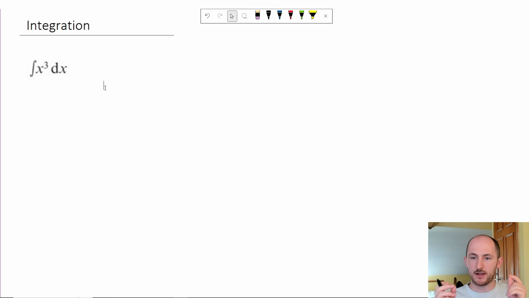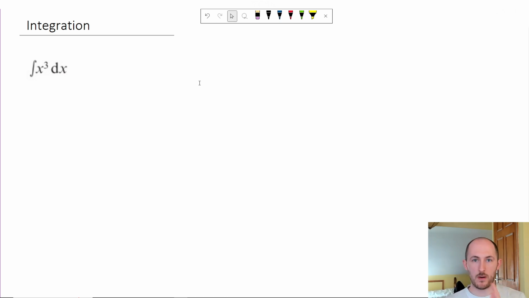Essentially, the idea is, if I do something to a number, I should be able to undo it and get back to my original value. So for example, if I do 2 times 3, I get 6. I should be able to do something to 6 to get back to the number 2, as an example. Integration is the inverse of differentiation, so its job is to undo differentiation.